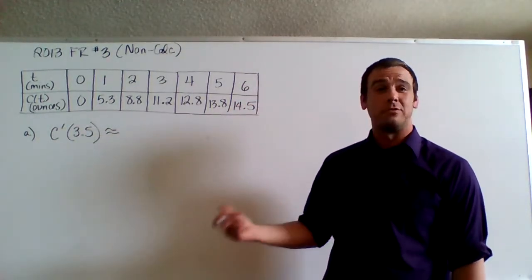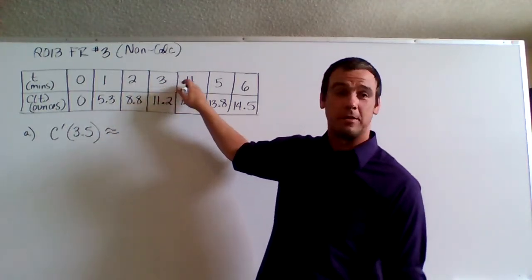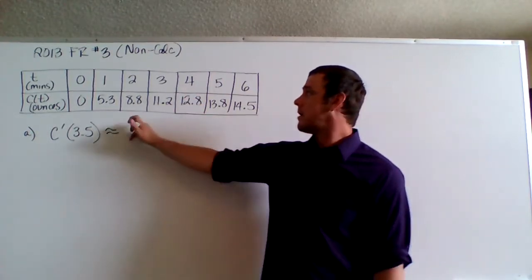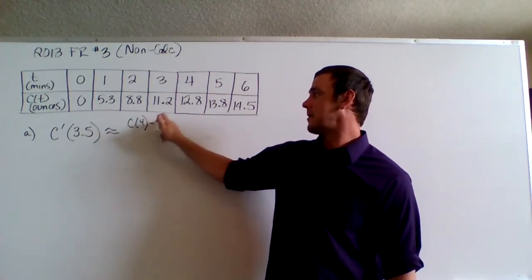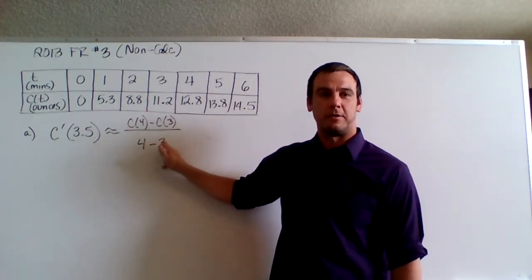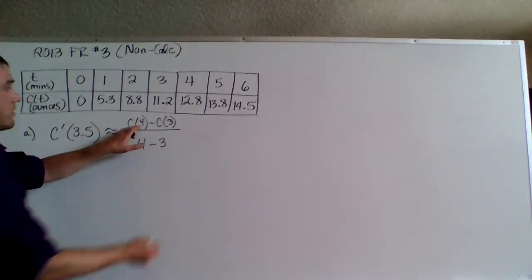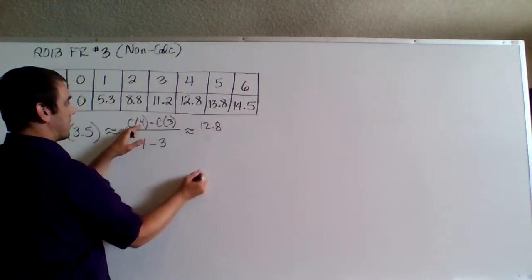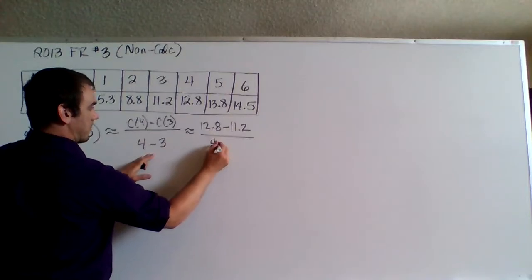So what we're going to do is just use AROC. 3.5 is in between 3 and 4, so we're going to use our data from points 3 and 4. This is going to be C of 4 minus C of 3, all divided by 4 minus 3. Now let's figure out what that is. We got 12.8 minus 11.2, all divided by 4 minus 3.